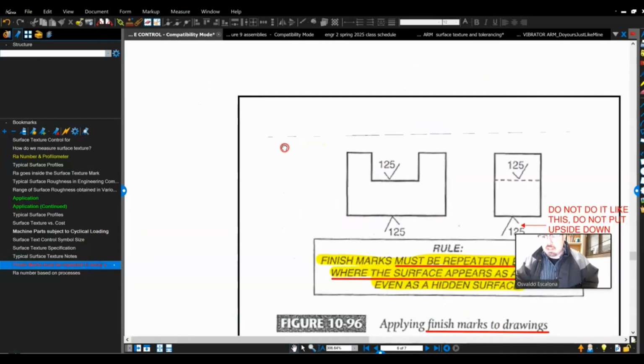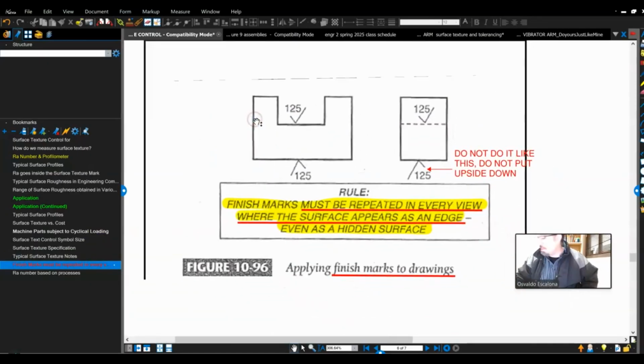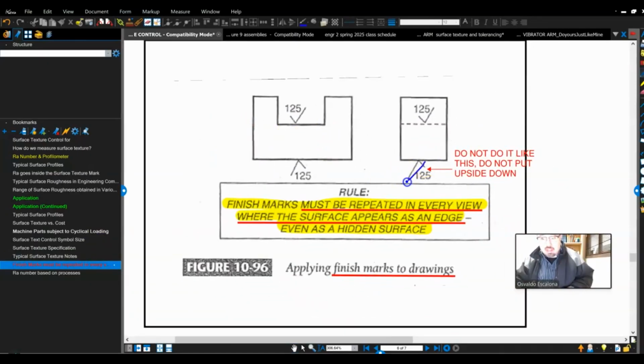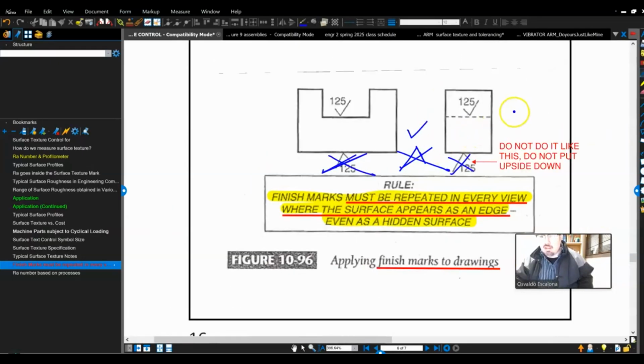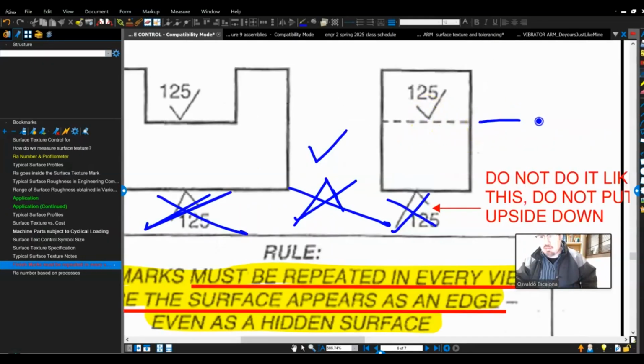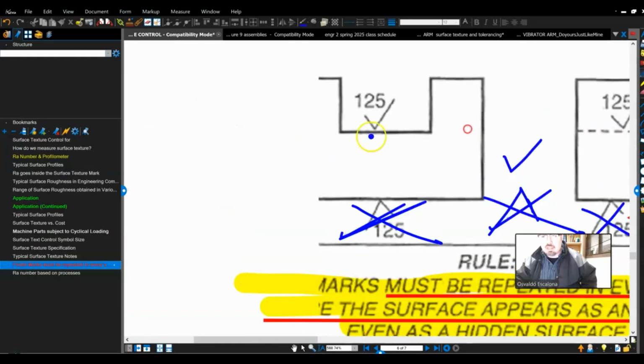Now, this is the most important slide of the whole lecture. Remember, I don't like this. Don't flip the surface finish and say, I'm just going to put it backwards. The symbol looks like this, and I'm going to put it like that? No, don't do that. Second, don't put things inside of the part. Move to the side and then put 125, right? So away from the part. Same concept with this one.